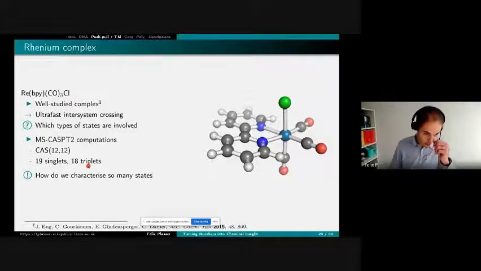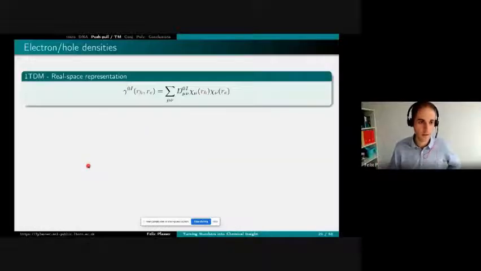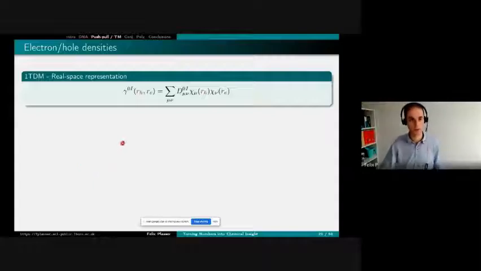But now the question is, how do we characterize so many states, especially if we want to do dynamics with it later on or something of that sort. So, to start out with, we look at the transition density matrix. Before I was just showing you this matrix, but we can always transform this into a two-body function if we multiply this matrix with the appropriate atomic orbitals.